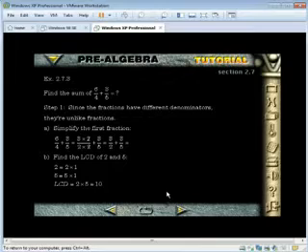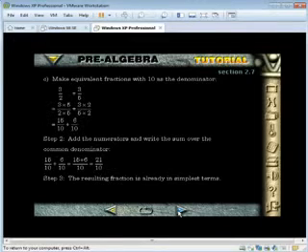Example 2.7.3. Find the sum of 6 over 4 plus 3 over 5. Step 1. Since the fractions have different denominators, they're unlike fractions. A. Simplify the first fraction. B. Find the LCD of 2 and 5. 2 equals 2 times 1. 5 equals 5 times 1. LCD equals 2 times 5 equals 10. C. Make equivalent fractions with 10 as the denominator. Step 2. Add the numerators and write the sum over the common denominator. Step 3. The resulting fraction is already in simplest terms.